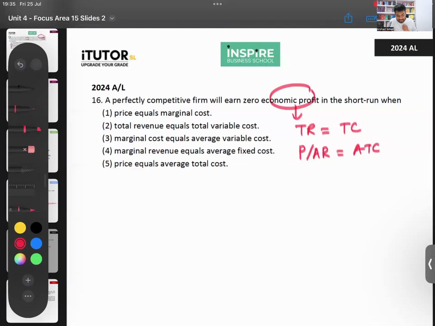So which one is your answer then? 1, 2, 3, 4, 5. Answer number 5. Can it be number 1? Price equals marginal cost. That is your profit maximizing condition.